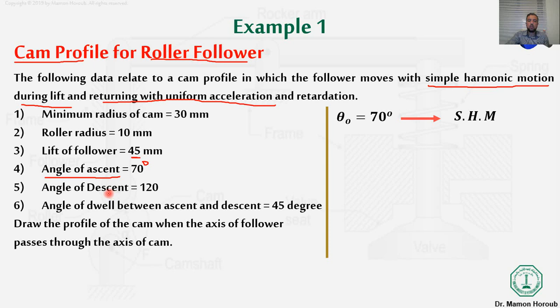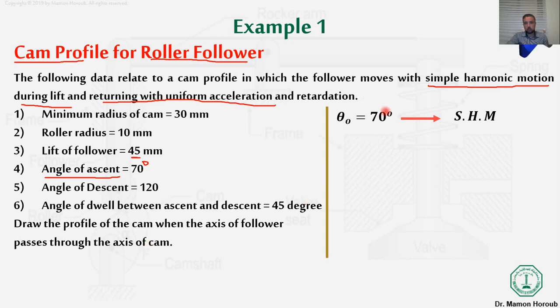The angle of descent, which is the period of 120 degree, we'll discuss later on, and the angle of dwell between ascent and descent equal 45 degrees. That means here we have rise, dwell, then fall, or ascent, dwell, then descent. So here we need to draw the profile of the cam, when the axis of the follower passes through the axis of the cam, which means it's an inline cam follower.